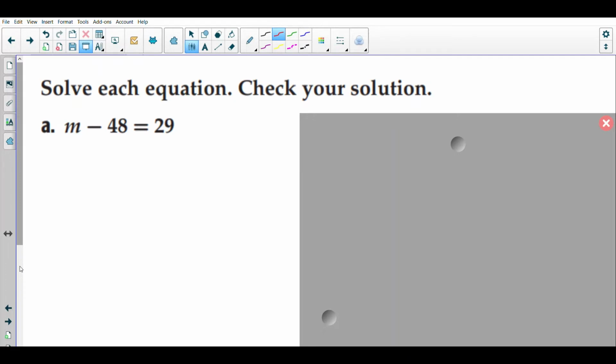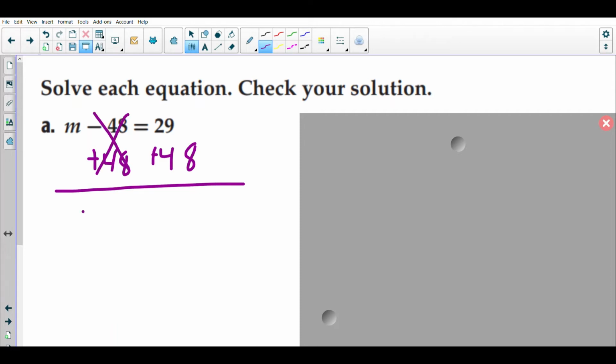So if I have a number m and I'm taking away or subtracting 48 and I get 29, I have to think, how do I undo subtraction? Well, addition is the opposite of subtraction. So to undo the subtraction of 48, I'm going to add 48. And what I do to one side, the golden rule of algebra says, I have to do to the other side. So the minus 48 plus 48 cancel. I'm left with m is equal to 29 plus 48, which is 77. So m is equal to 77.